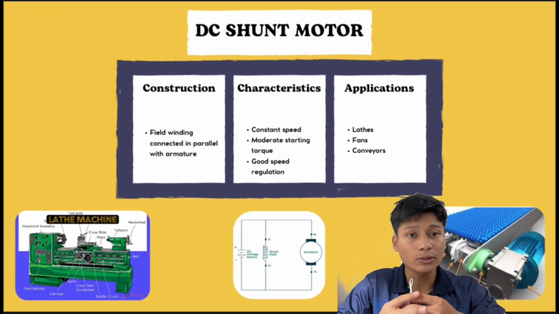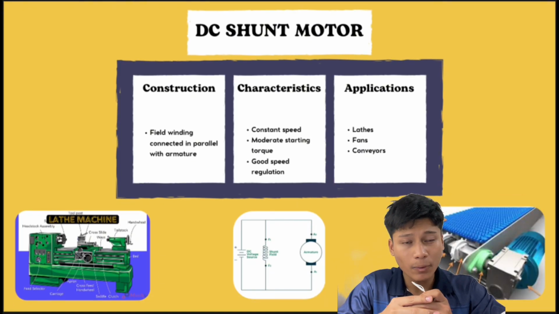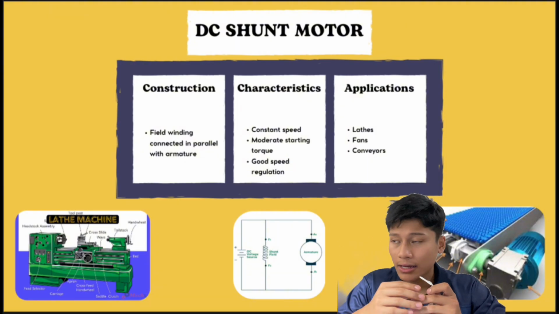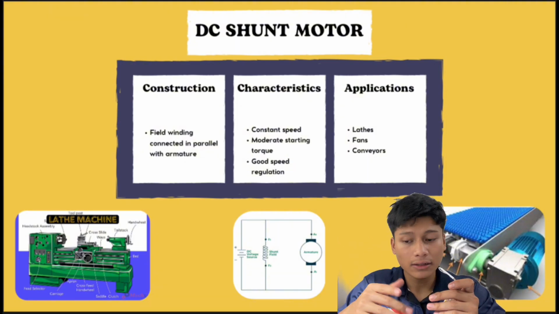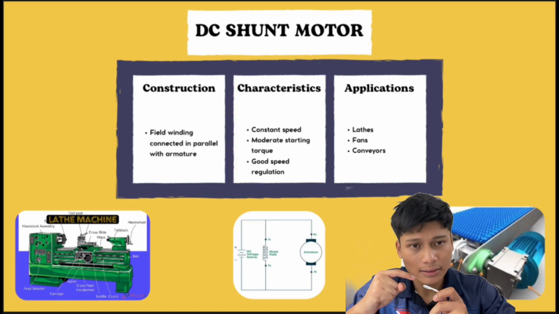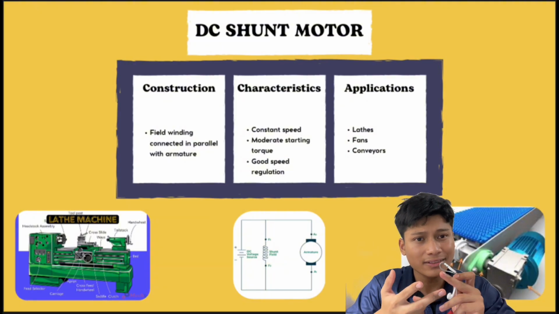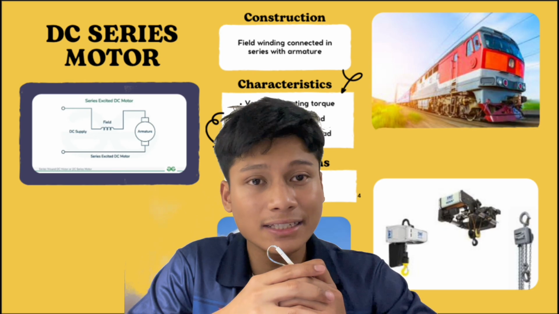So the first type of DC motor is the DC shunt motor. For the construction part, it has a field winding connected in parallel with the armature. As you can see in the picture that I provided down here, it has a DC power supply, shunt field, and armature. And the characteristics are that it has a constant speed, moderate starting torque, and good speed regulation. So for the next slide, I will explain the DC series motor.